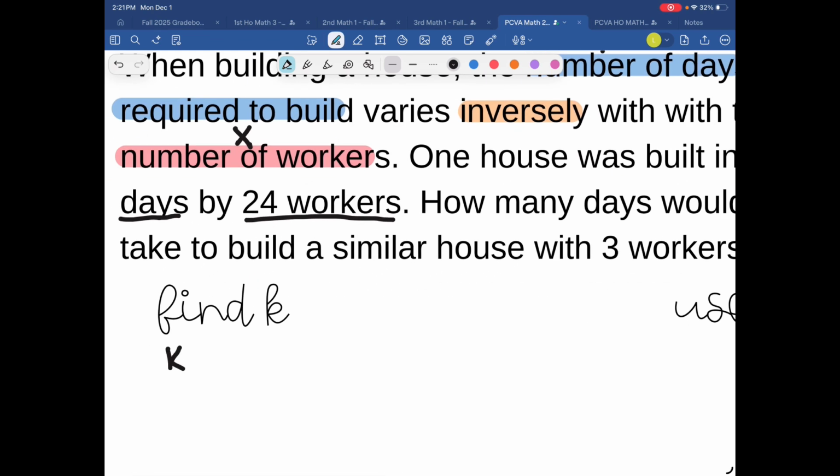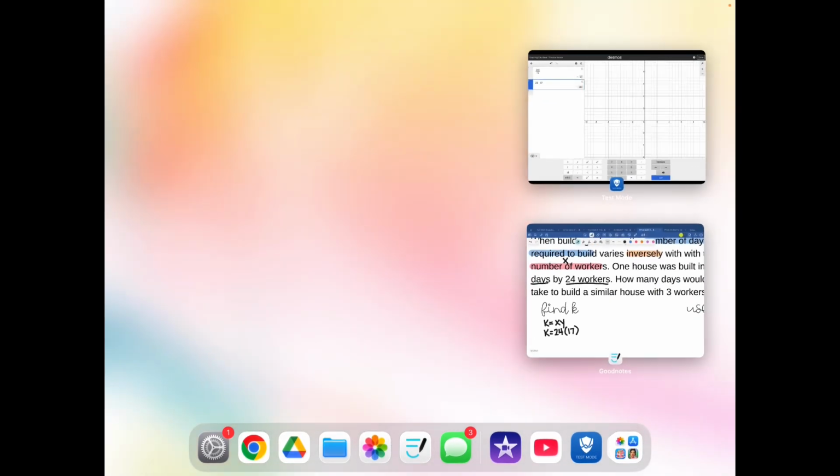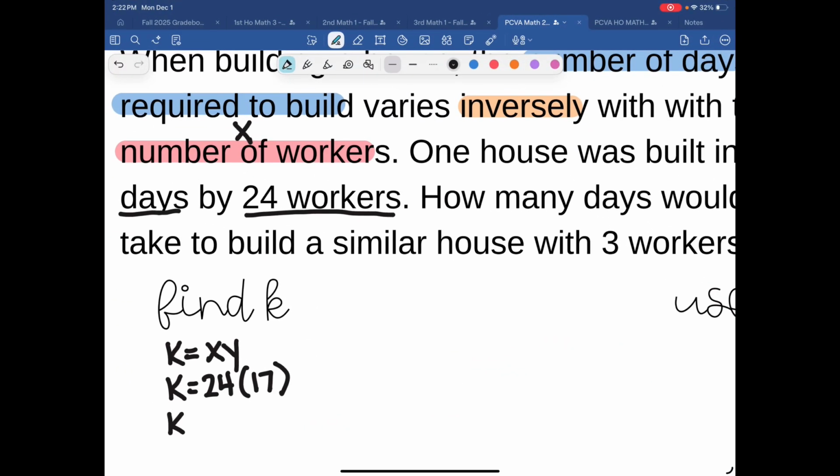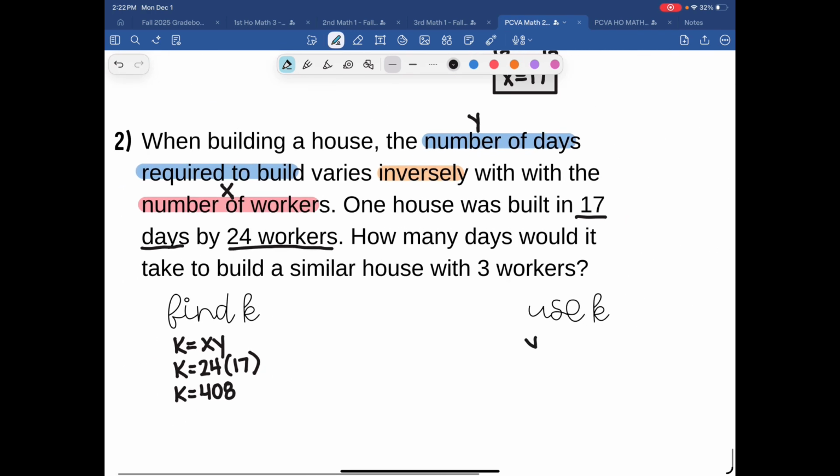So k is going to be x times y. So k is going to be 24 times 17, that's going to be 408. So now that we know what the k value is, we're going to use the k. So y equals 408 divided by x.